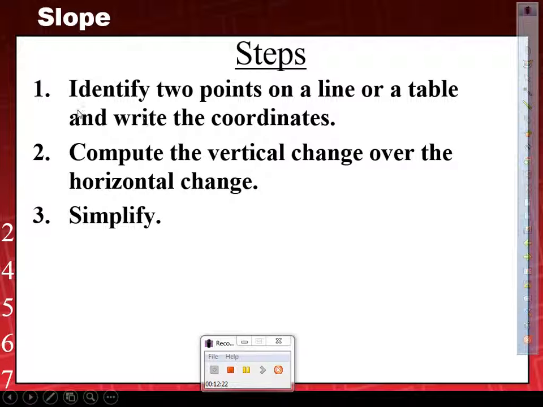Here we go. 3 simple steps. Write these down, please. Step 1, identify 2 points on the line or a table and write the coordinates. Step 2, compute the vertical change over the horizontal change. Step 3, simplify.